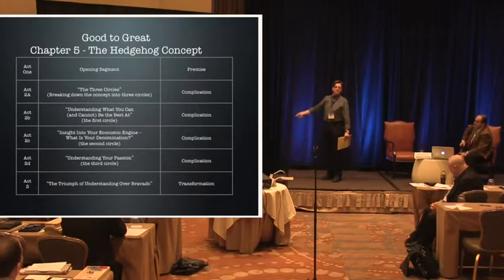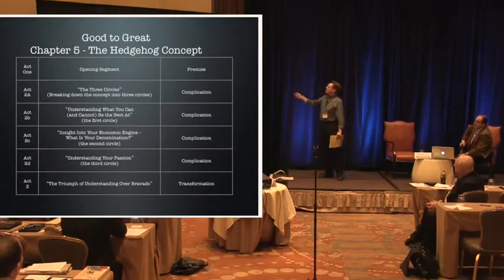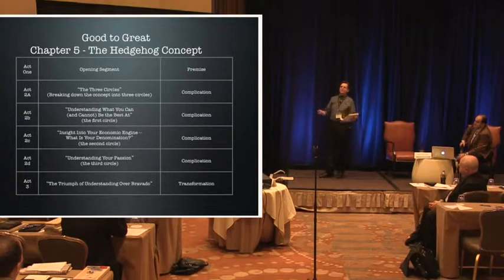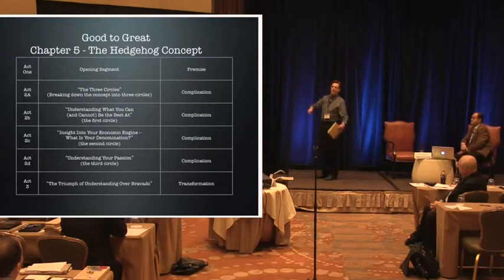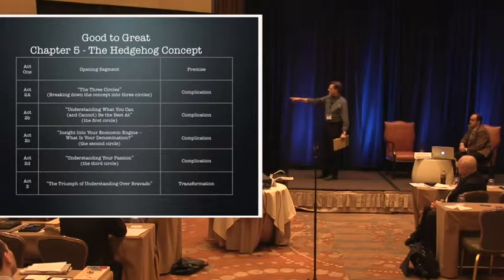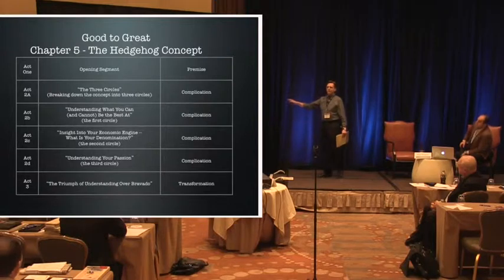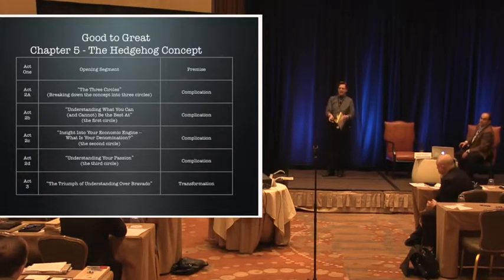So what I did was I reverse engineered the chapter. The opening segment is about 1,000 words, and what it does is introduce you to the hedgehog concept. Act 2A is another 1,000-word segment that introduces you to the 3 circles. Only in Act 2B do we get into the first circle, understanding what you can be the best at, and all the problems with doing that. Act 2C is insight into your economic engine and all the problems with that. Act 2D is understanding your passion, the 3rd circle, with more complications, leading up to the triumph of understanding over bravado. And that's the transformative final section of that chapter.